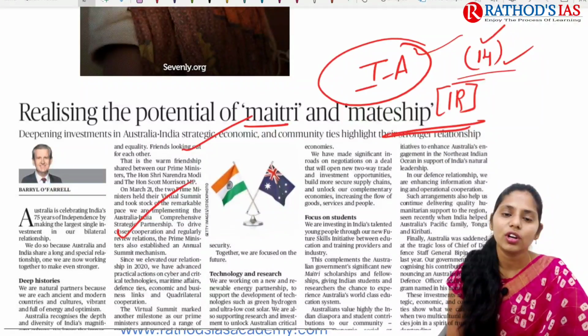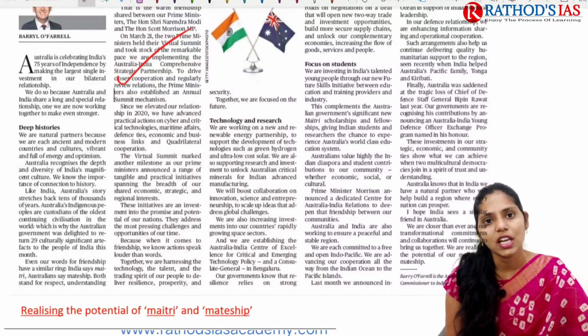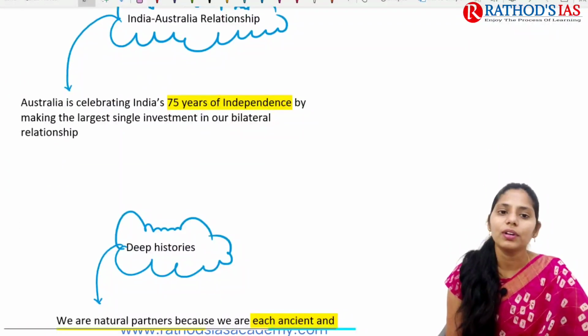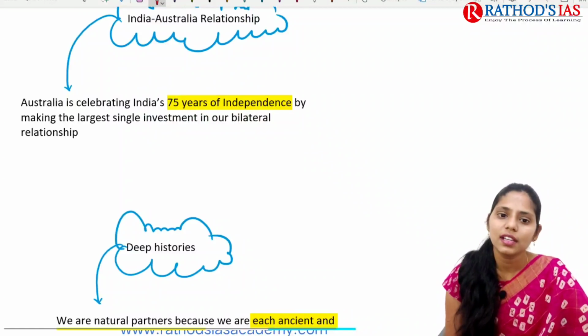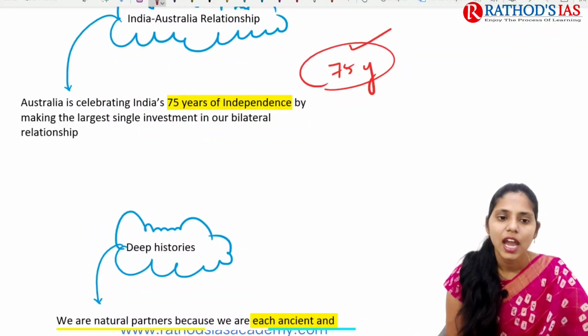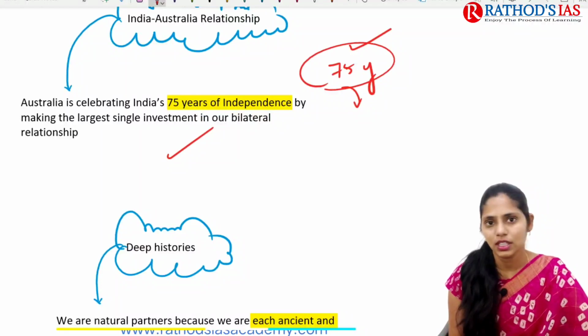So here we are going to talk about the deep history between India and Australia and in which areas we had cooperation. If you're talking about the introduction, Australia is celebrating 75 years of independence of India. And in this context, it mainly wants to make large investments in India. So this is the context.